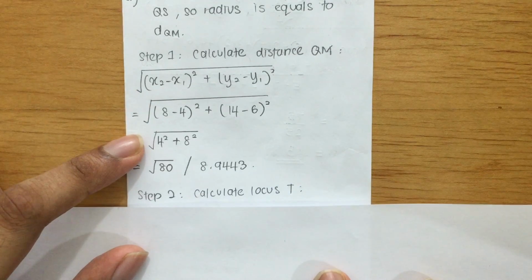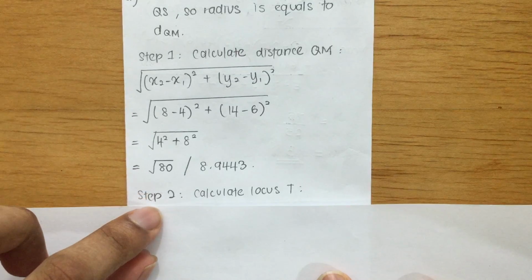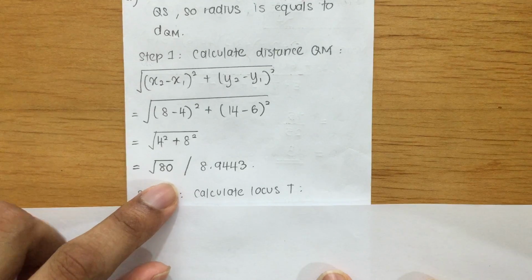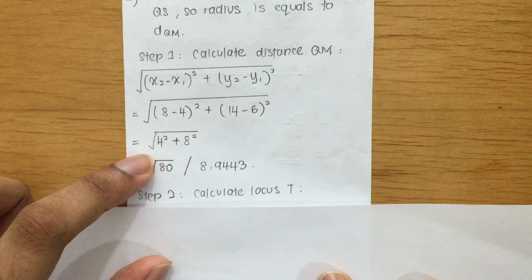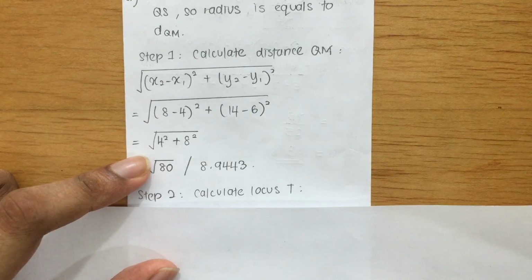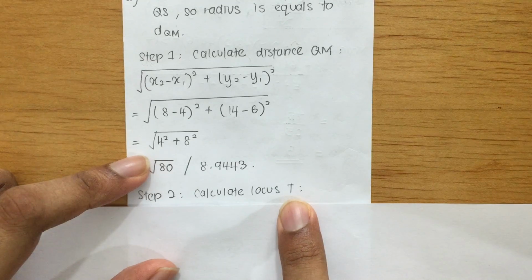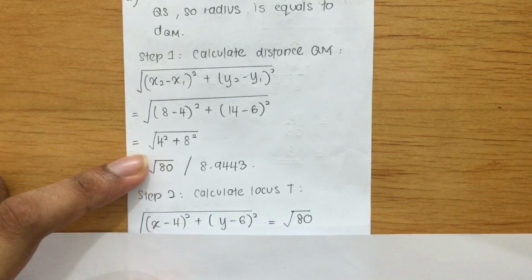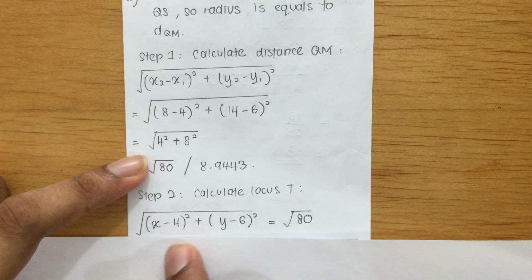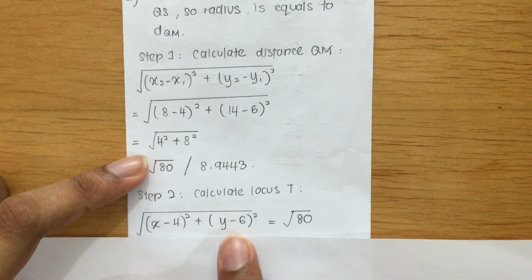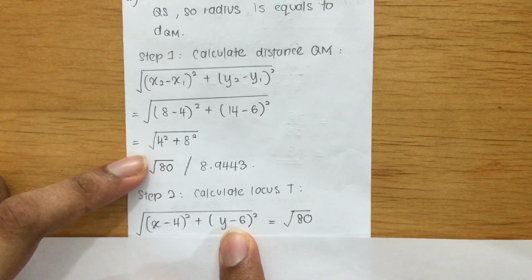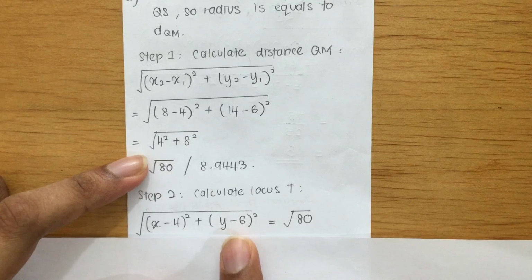So step 2, now we can calculate our locus T. We have our reference point M as the center of the circle of the locus T. We already have the distance, so we can use that to calculate the locus T. Locus T is a moving point. A moving point doesn't have a fixed coordinate, guys. So we're going to let T be in terms of x and y coordinates. So we're going to use that to calculate our locus. So x minus 4 square, and then plus y minus 6 square, and then equals square root 80. So we are calculating with respect to the center of the circle, which is the coordinate M.